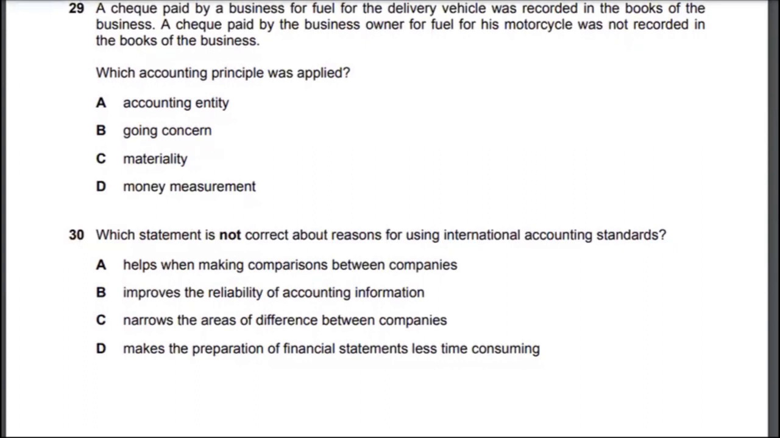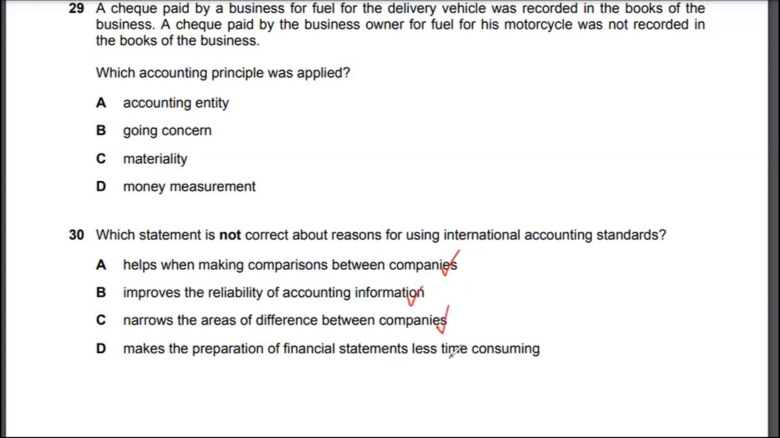Let's look at multiple choice 30, which would be the last multiple choice that we will be solving. Multiple choice 30 is: which statement is not correct about reasons for using international accounting standards? This is actually a correct statement. If every company uses international accounting standards, it makes comparison easier. Improves reliability of accounting information. Yes, it does. So it is not going to fall under the not correct. It's a correct statement, narrows the difference. So A, B, C is correct.